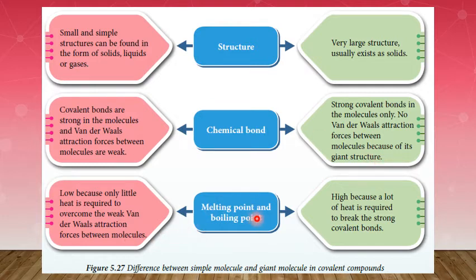The last one is melting point and boiling point. For simple molecules, it's low because only a little heat is required to overcome the weak van der Waals attraction forces between molecules. For giant molecules, it's high because a lot of heat is required to break the strong covalent bonds. These are the differences between simple molecules and giant molecules in covalent compounds.